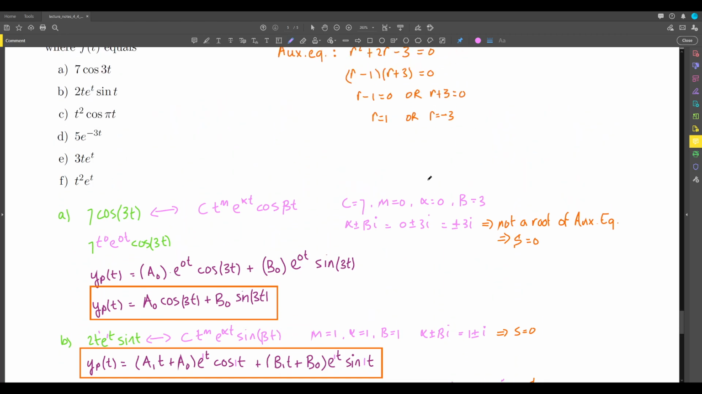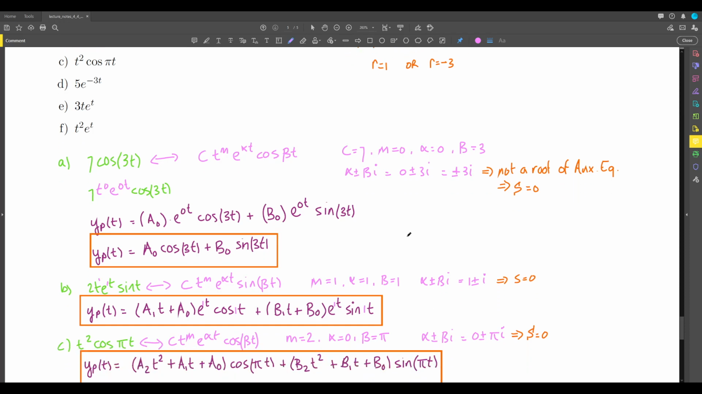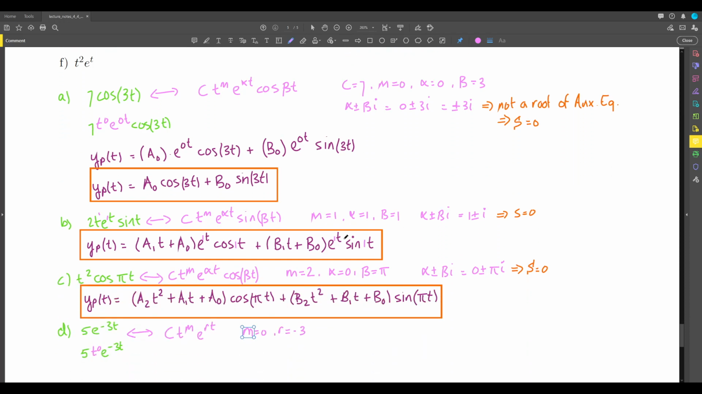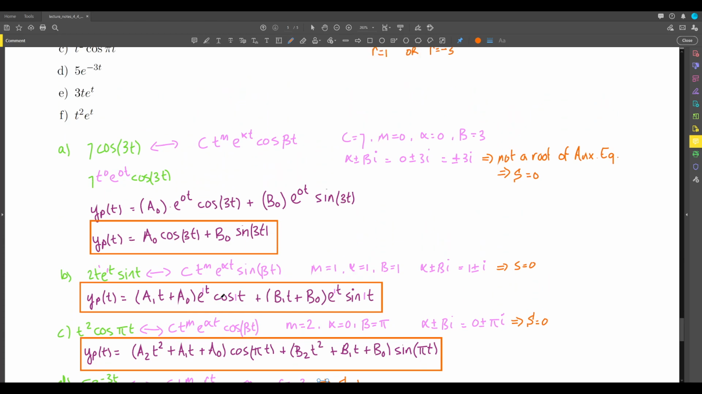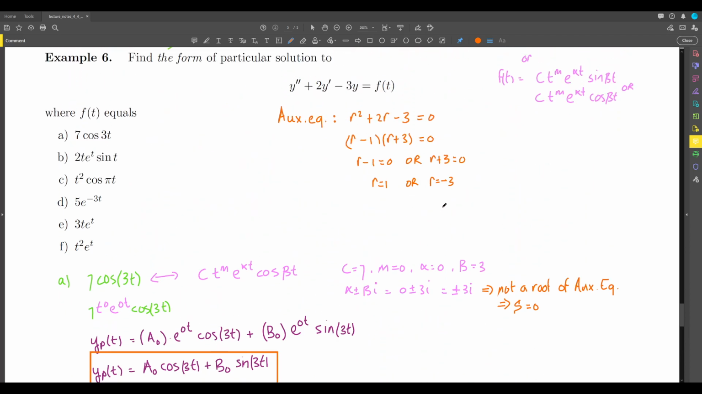Now, r equals negative 3 is a root of the auxiliary equation, and it's a simple root. So it means that s equals 1, because this is a root of the auxiliary equation. We saw that up here, r equals negative 3.